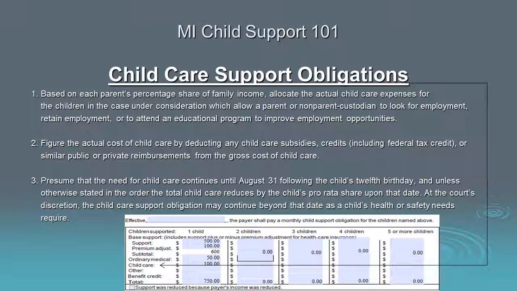Child care support is also included in a child support order. Child care expenses, after subsidies, tax credits, or public assistance are deducted, are allocated between the parents based on each parent's share of their joint income. This slide indicates an obligation of $100 per month for child care.